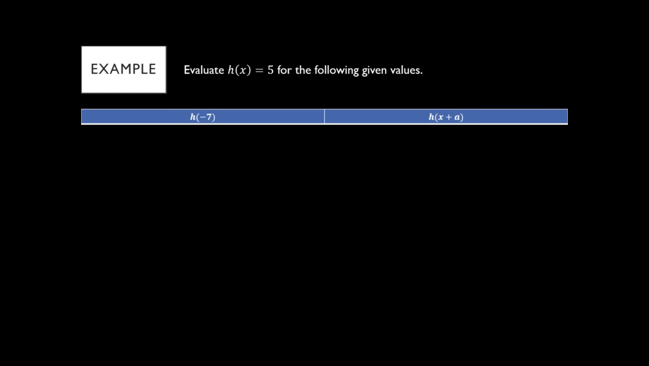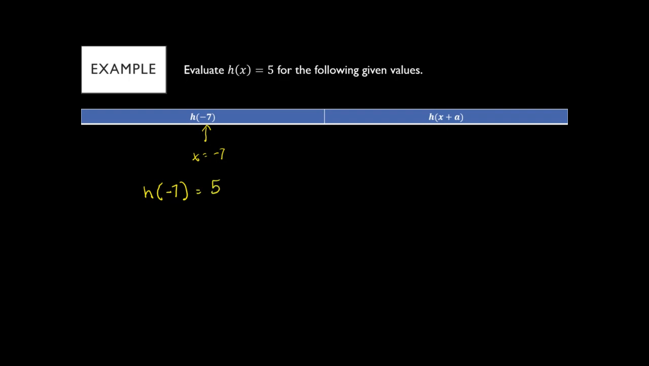We have h of x equals 5. And we want to evaluate h of -7 and h of x plus a. On the left, we're plugging in a number for x. On the right, we're plugging in x plus a instead of x. Looking at h of x equals 5, first on the left, we've got h of -7. That -7 is saying that our x is -7. So instead of h of x, I'm going to write -7, and then on the right, I have 5.